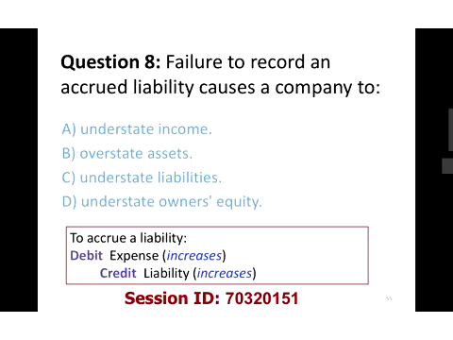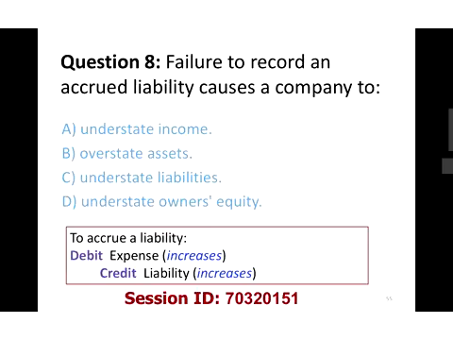So the question here is, what if we miss that? What if we don't make that entry there? So if we do not make the entry to expense, then our expense will be too low and our income will be too high, right? So you can jot off to the side, expense too low, income too high, okay? And if we don't make that credit to liabilities, liabilities are going to be understated.